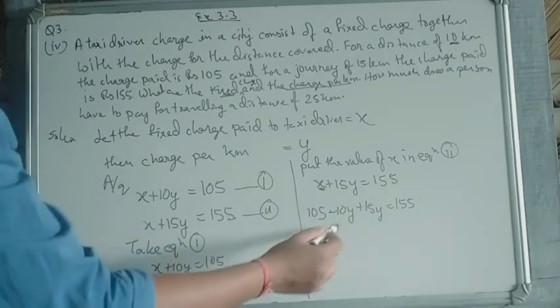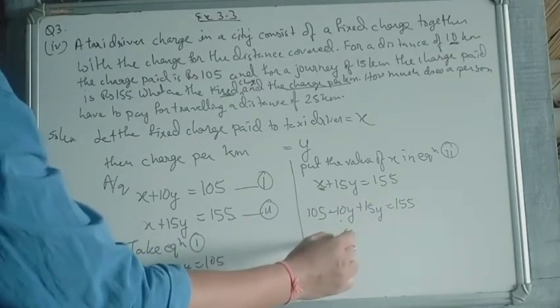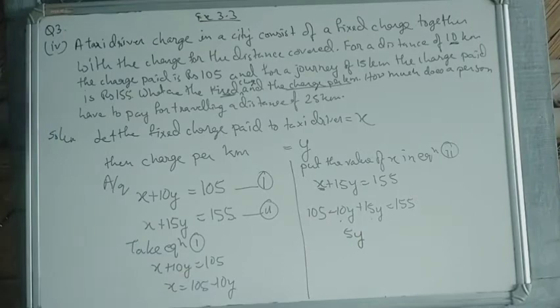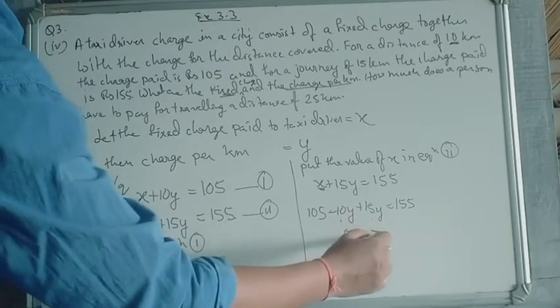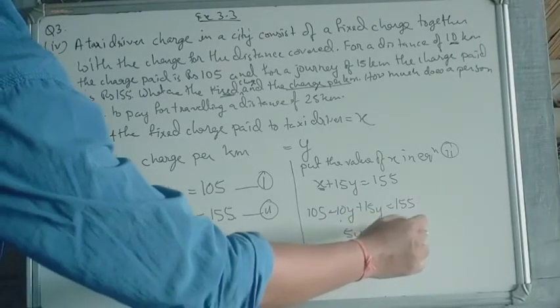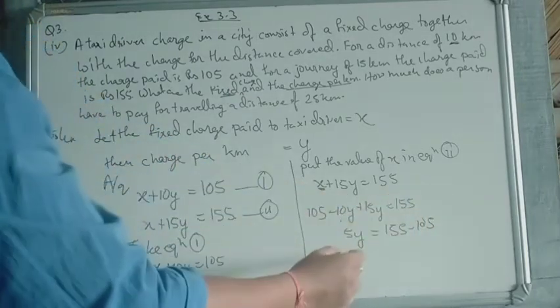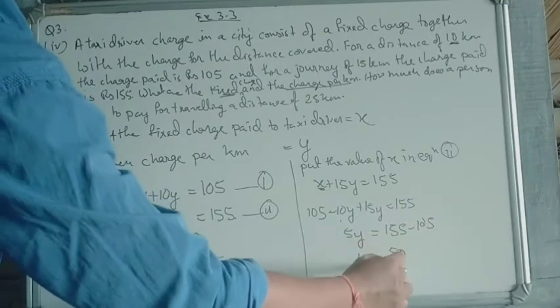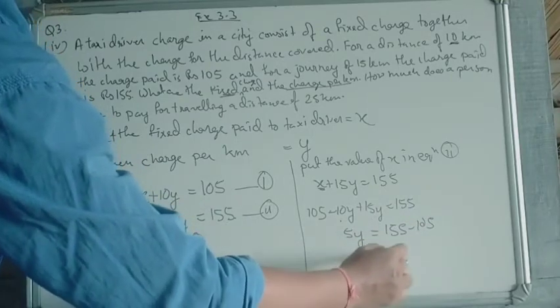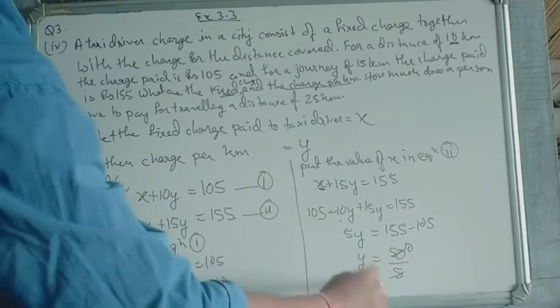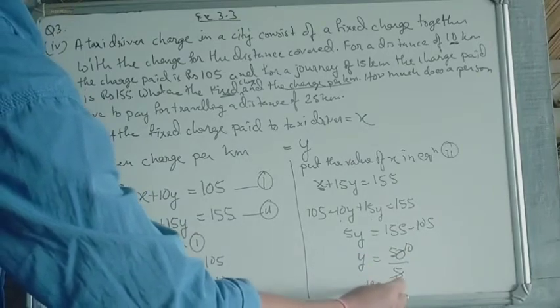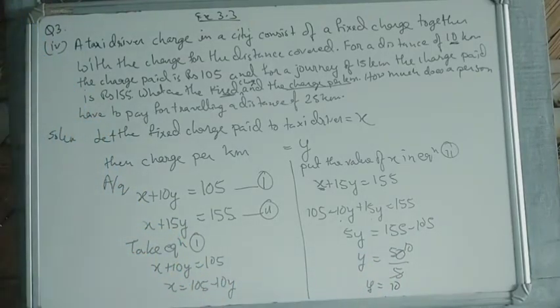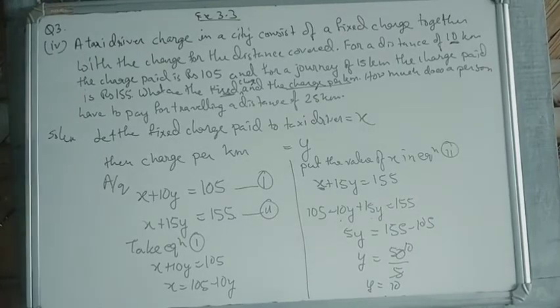Solve it. The y terms get solved: minus 10y plus 15y will become 5y. So 5y is equal to 155 minus 105, the 105 goes to that side. So y is equal to 50 by 5, which gives me y equal to 10. Okay, so we got the value of y.